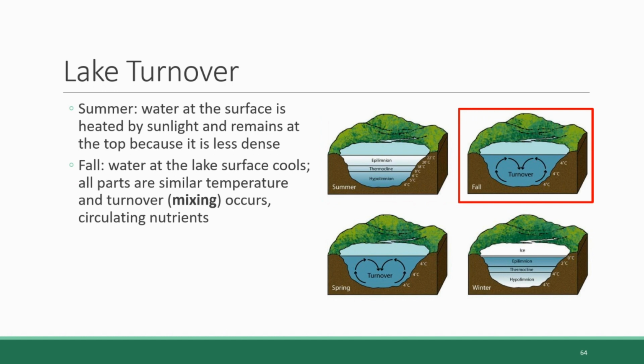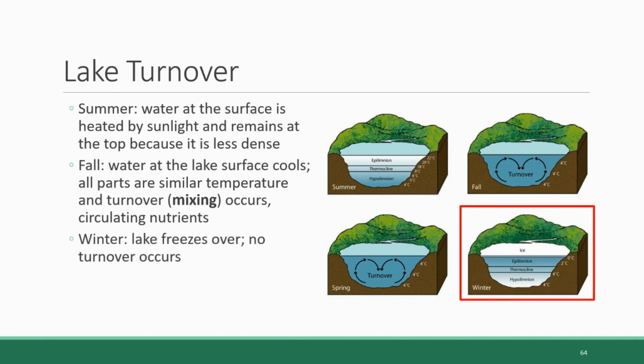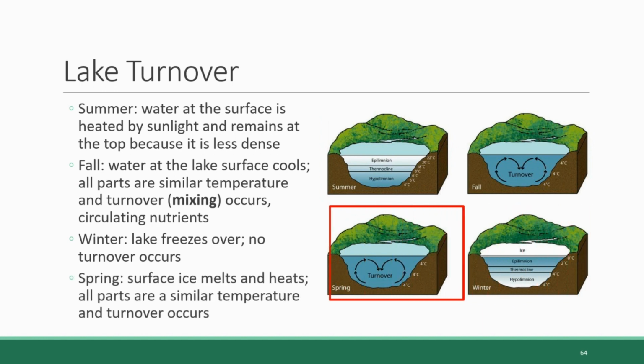and turnover serves to circulate nutrients throughout the different layers of the lake. Then as winter takes hold, the surface layer of the lake may freeze over and no turnover takes place during this time. But when you get into the spring, that surface ice will melt and start to heat up until the surface layer is the same temperature as the water below it. And now, again, all the layers of the water are a similar density, and you get this turnover activity happening. So this is one of the ways that nutrients get circulated throughout a lake.